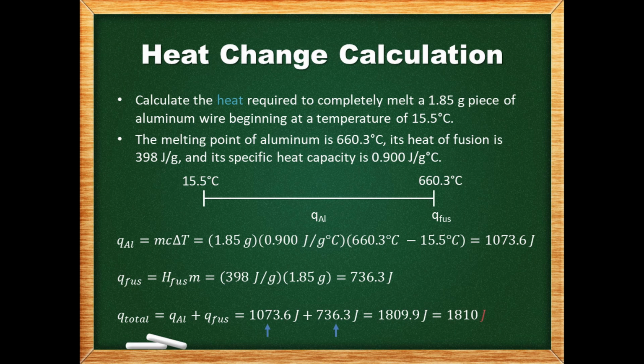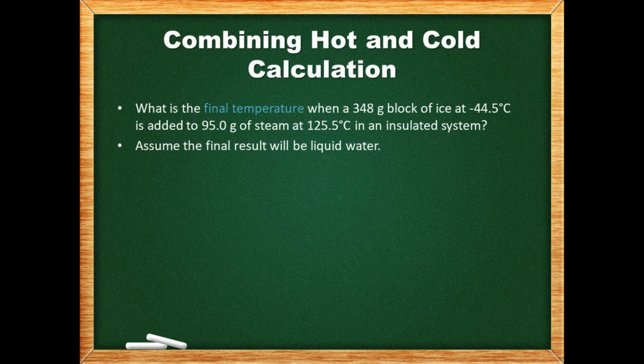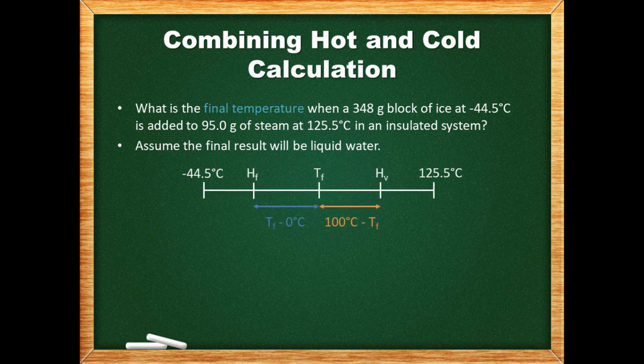We can also do calculations where something hot is added to something cold. Here, a block of ice has been added to steam, and we need to find the final temperature of the system, assuming the final result is water. In this case, it can be really helpful to draw out a sketch first, because there is a lot more going on in this problem. The ice begins at negative 44.5 degrees Celsius, melts at 0 degrees, and continues to heat up until the final temperature is reached.